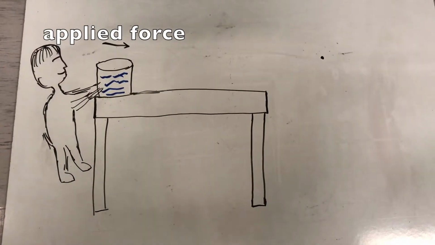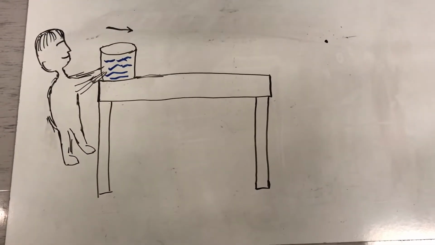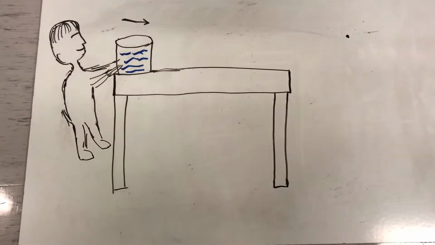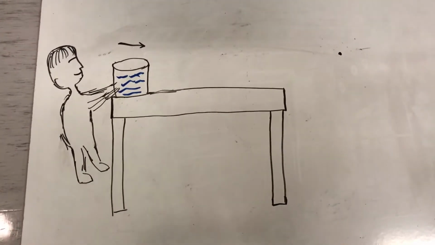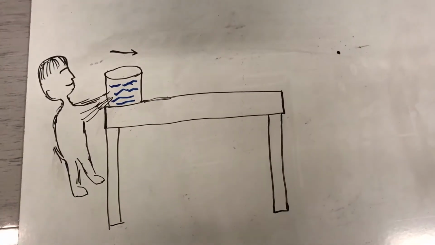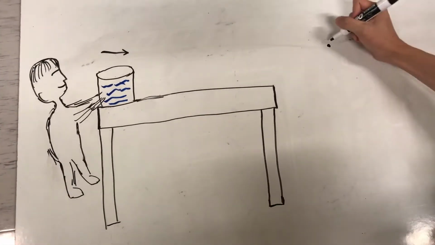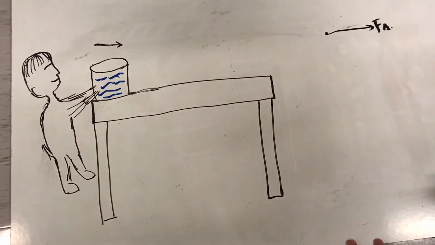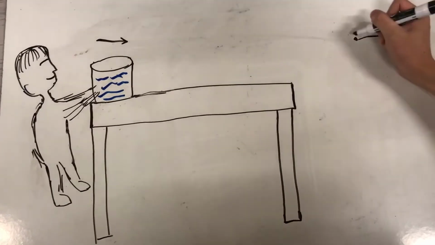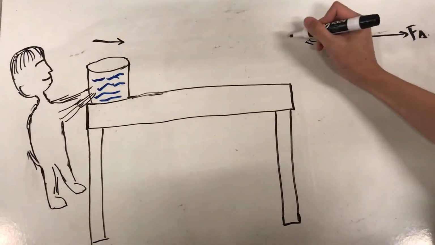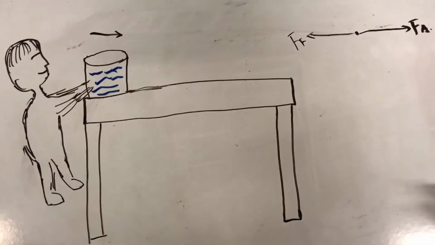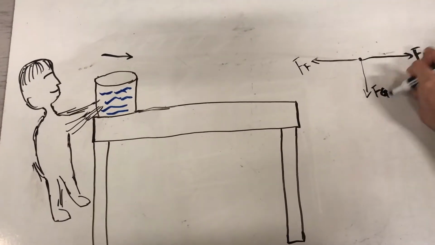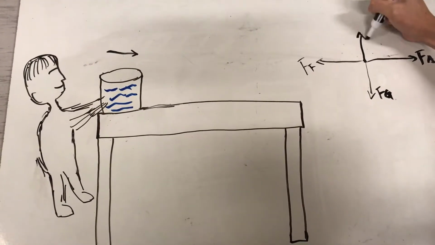An applied force is a force that is applied to an object by another object or by a person. For example, a glass of water on a table pushed by a hand. We can see that the applied force is rightward and the friction force is leftward. Also, here is the gravitational force, and here is the normal force.